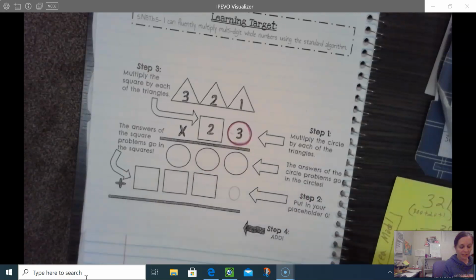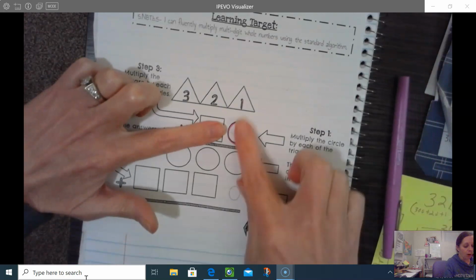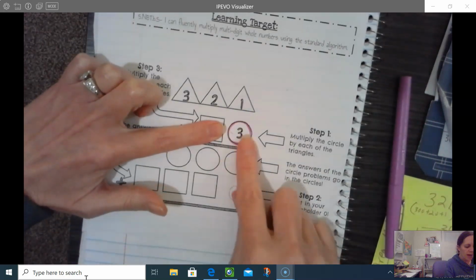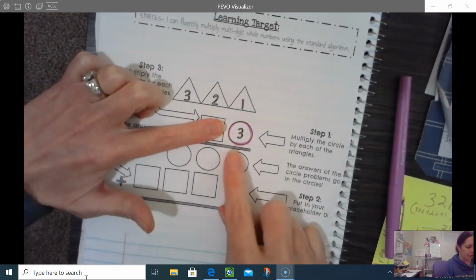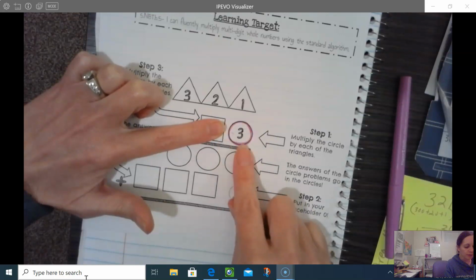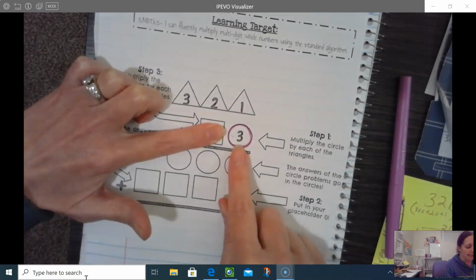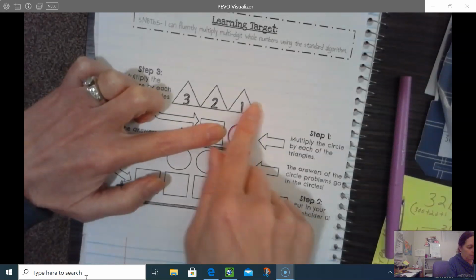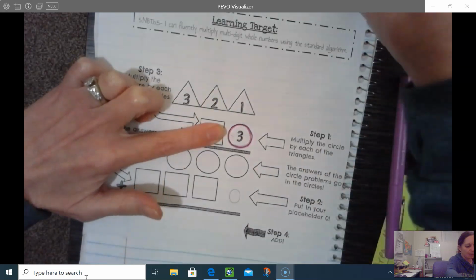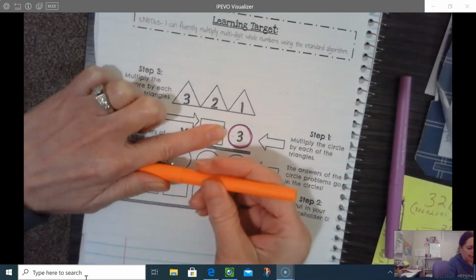So we're going to take that circle number, and then we are going to multiply it by all of the triangles up here. So I'm just going to forget about this digit right here for right now. I'm going to mark this with a circle, and the reason that we're doing this is so that these numbers really stick out to you, so that you can see I first multiply the circle by all of these numbers up on the top, and we're going to name these triangles.